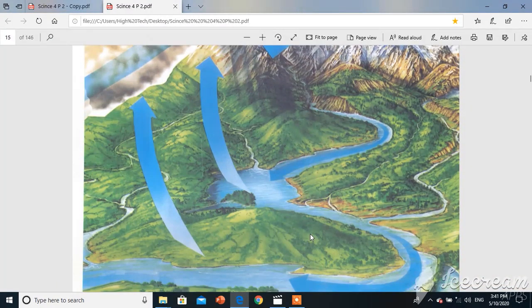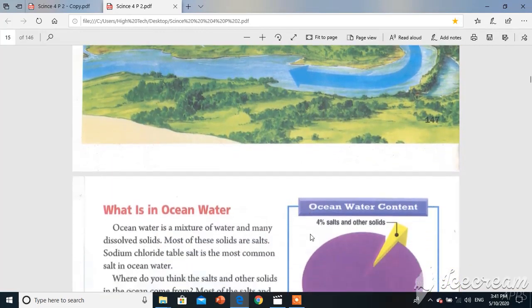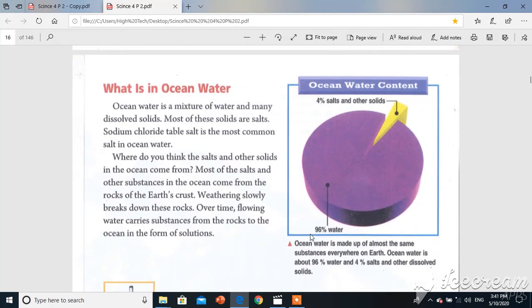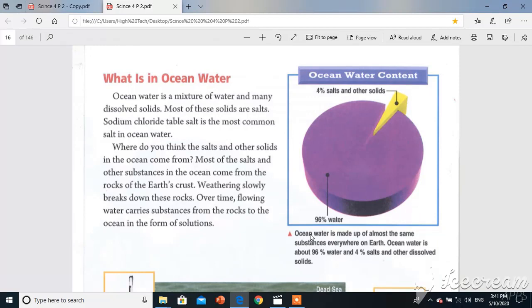So students, let's go to a new page. Open page 148. What's in ocean water? Okay, it's a new subject. Today we'll review what is in ocean water. Ocean water is a mixture of water and many dissolved solids. Most of these solids are salts. Sodium chloride, known as table salt, is the most common salt in ocean water.